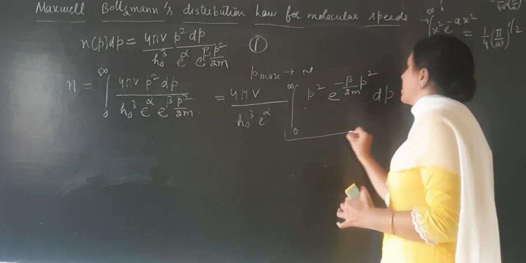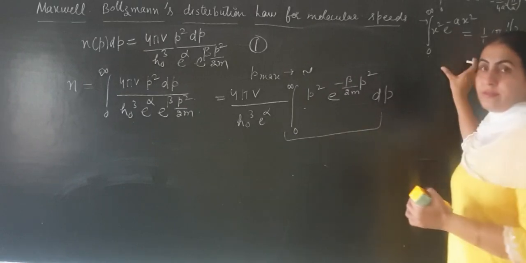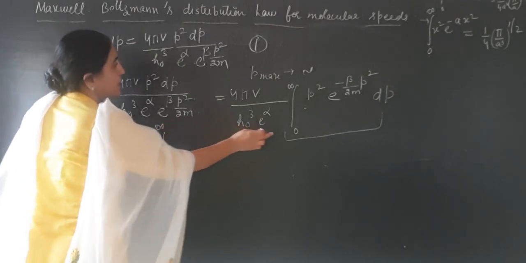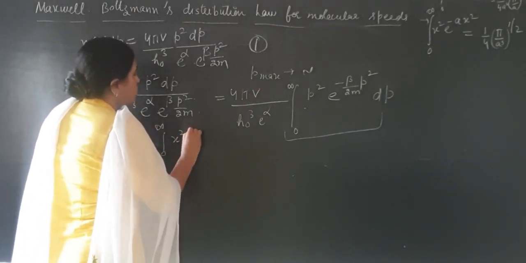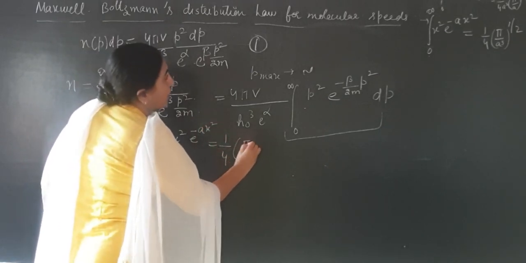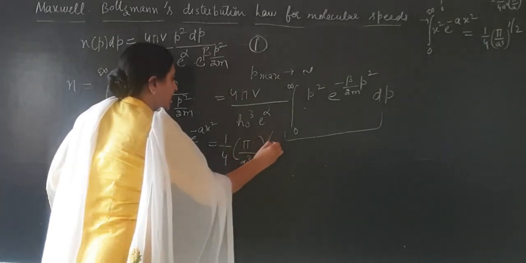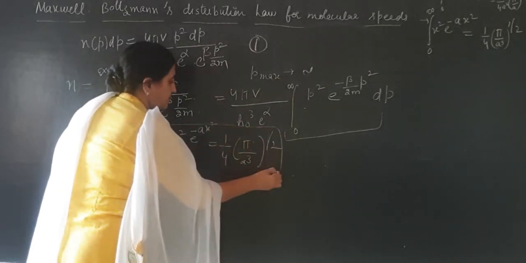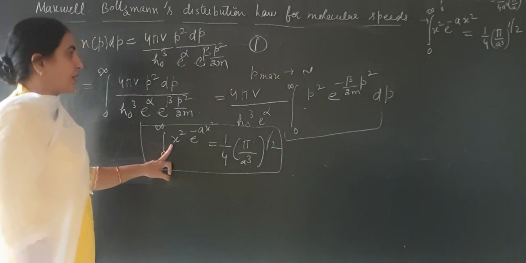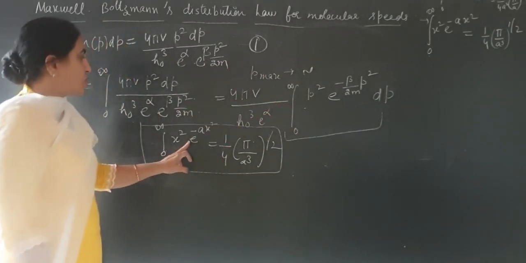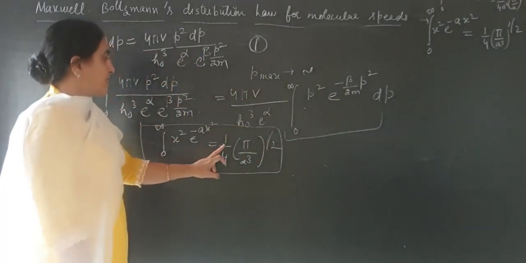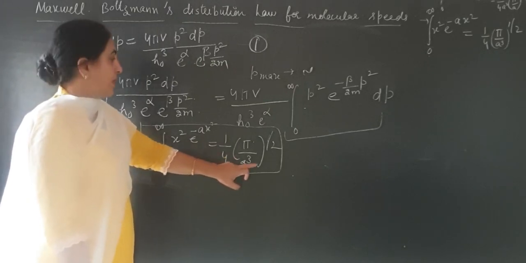Now this is a standard integration, and I write here the formula. 0 to infinity x square e raised to power minus a x square dx is equal to 1 over 4 times the square root of pi over a cube. So carry to memory this. This is the formula which we have to use here. Clear? x square is p square, and a is beta over 2m here.